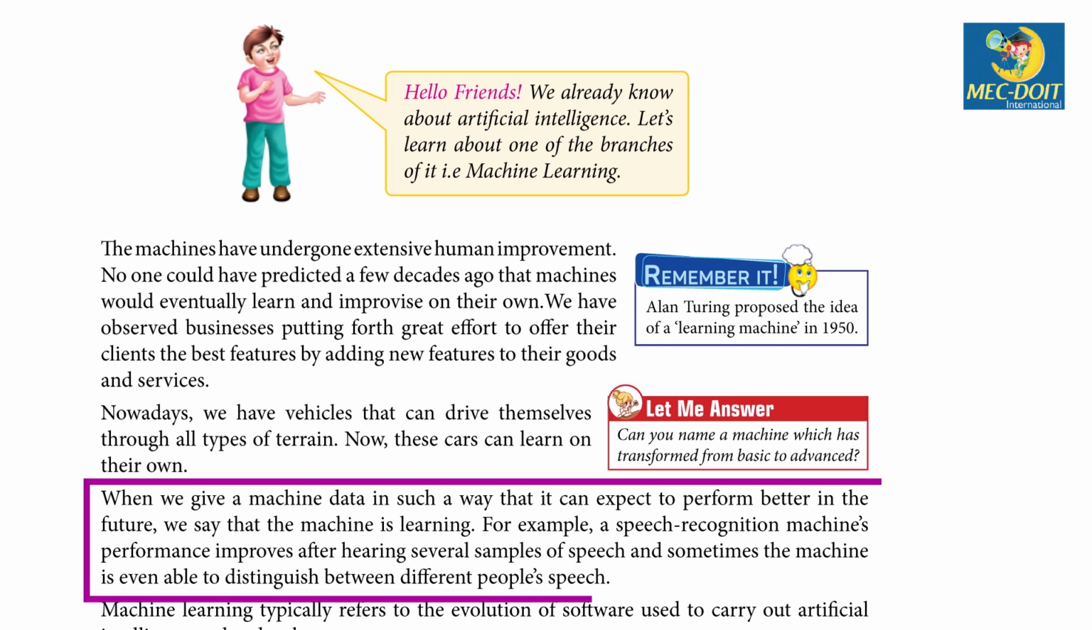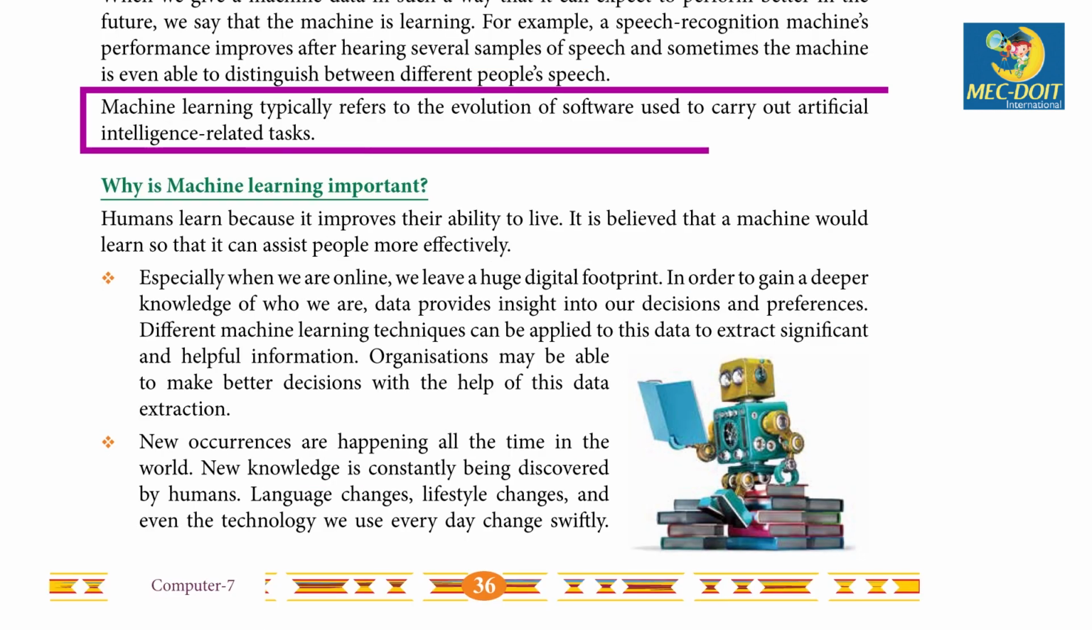When we give a machine data in such a way that it can expect to perform better in the future, we say that the machine is learning. For example, a speech recognition machine's performance improves after hearing several samples of speech, and sometimes the machine is even able to distinguish between different people's speech. Machine learning typically refers to the evaluation of software used to carry out artificial intelligence related tasks.